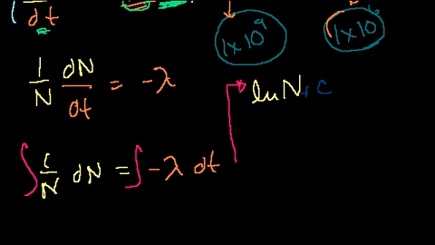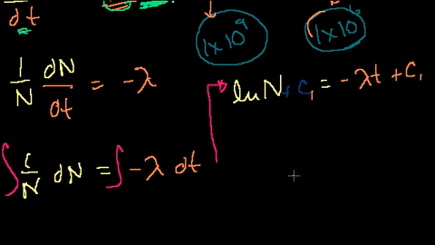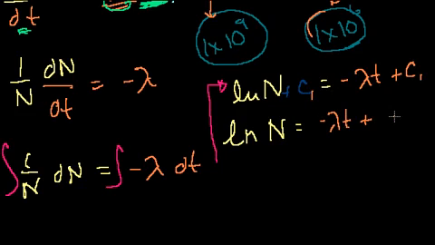Plus some constant. And then that equals, what's the antiderivative of just some constant? Well, it's just that constant times the variable we're taking the antiderivative with respect to. So minus lambda times t plus some constant. These are different constants, but they're arbitrary. So we can just subtract one constant from the other and put them all on one side, and then we just get another constant. So the solution to our differential equation is the natural log of n is equal to minus lambda t plus some other constant. I'll call it C3.